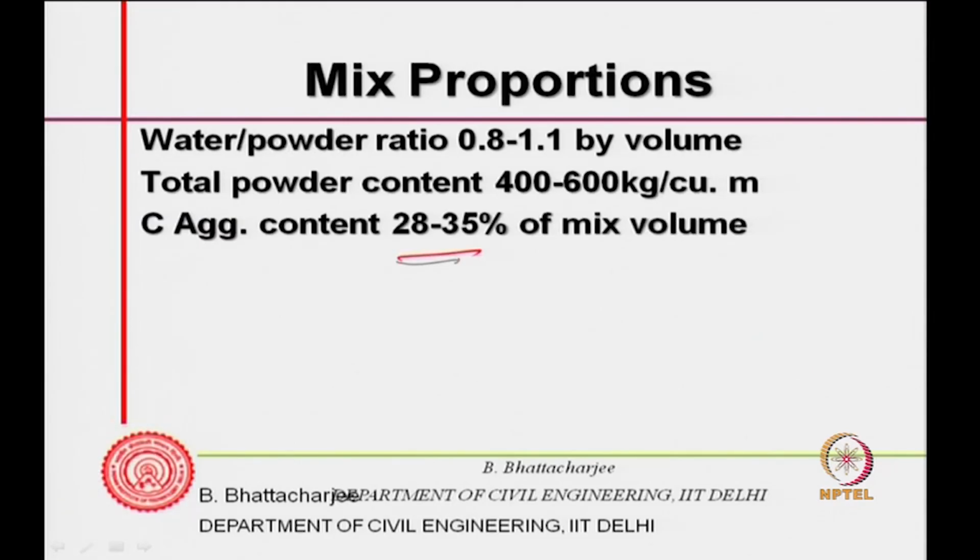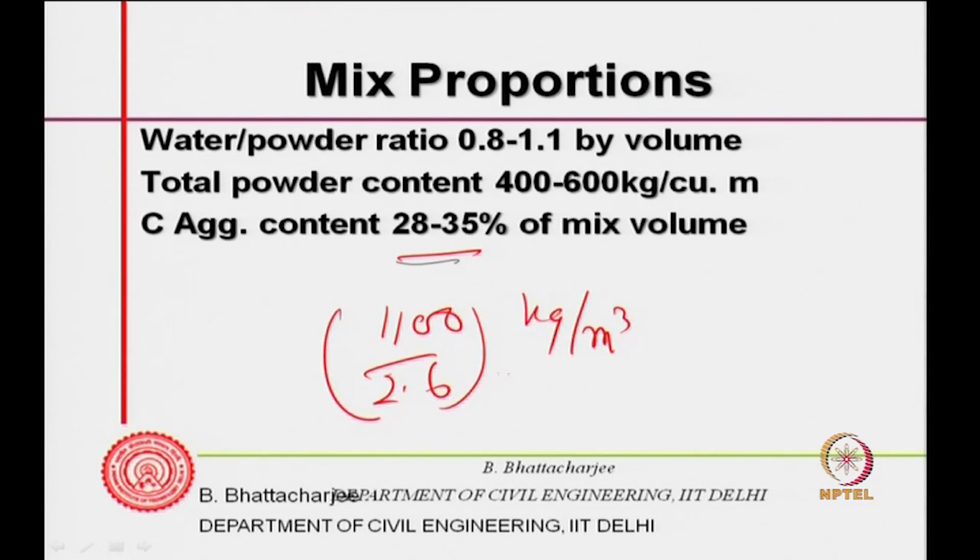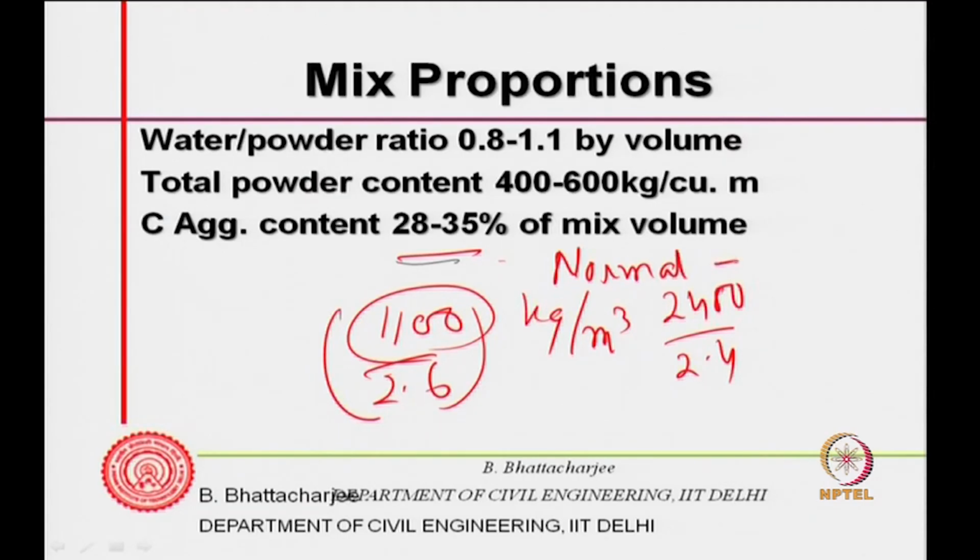Now, if you look at normal concrete, you will have about 1100, 1200 kg per meter cube of concrete, the mass of aggregate, divided by 2.6, that is the volume of aggregate. And the concrete is 2400 kg per meter cube, divided by 2.4, let us say, the specific gravity of the solid particle being something like this. So, you can find out this will be nearly 50%. In normal concrete, coarse aggregate content would be nearly 50%.